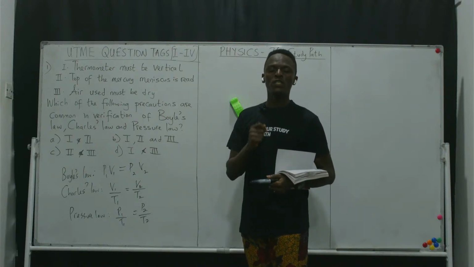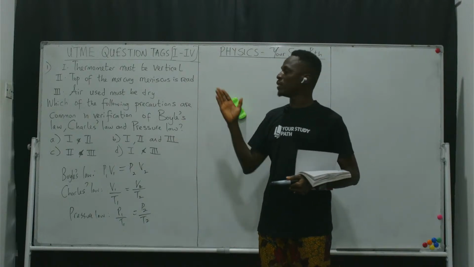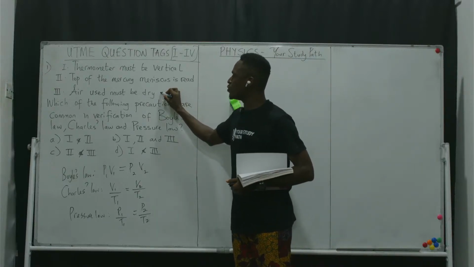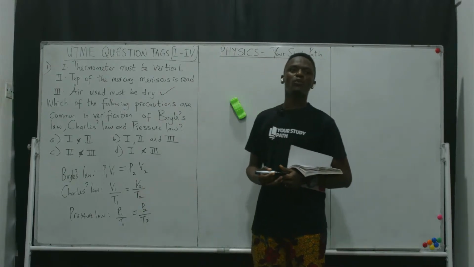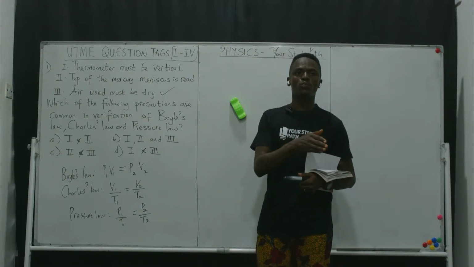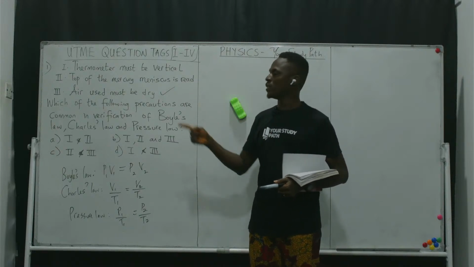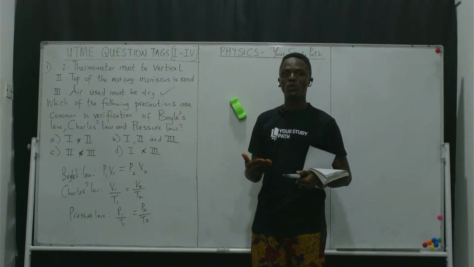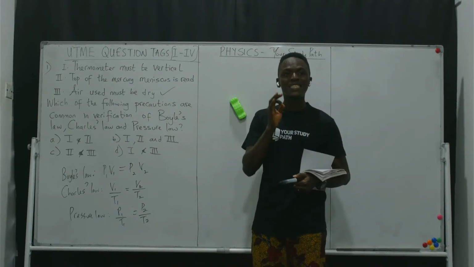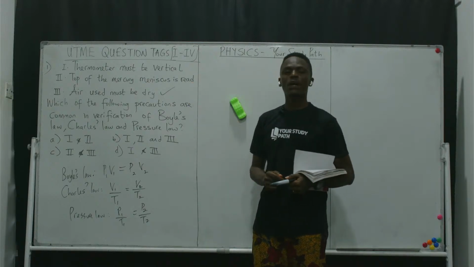Why? For the instance of pressure, it's expected of you to note what gas we are considering. And as such, the air that is used must be dry in order for the pressure law to be applicable. You are reading change in temperature relative to pressure at a constant volume. For that to be possible, the air you are considering should always be dry. And that's why this is a precaution that you should take anytime you're carrying out Charles law and pressure law.